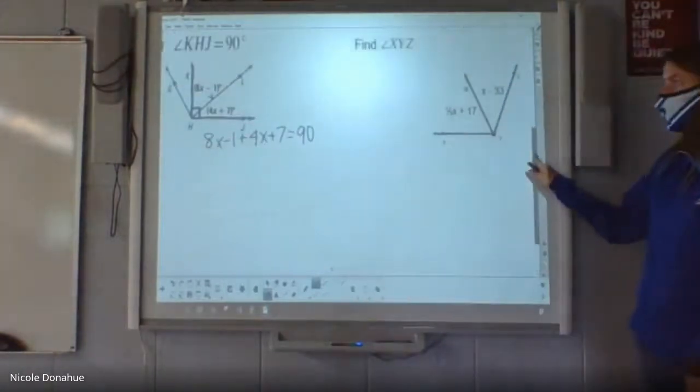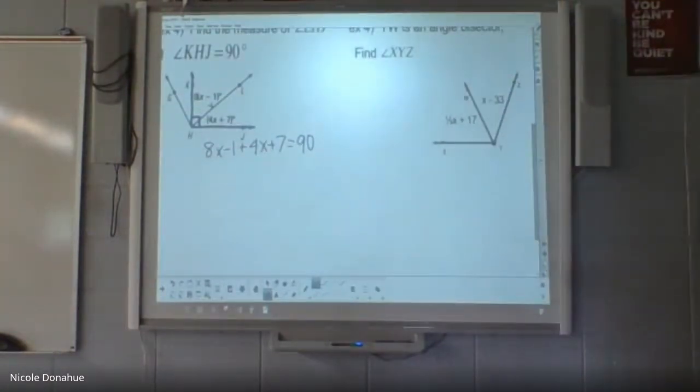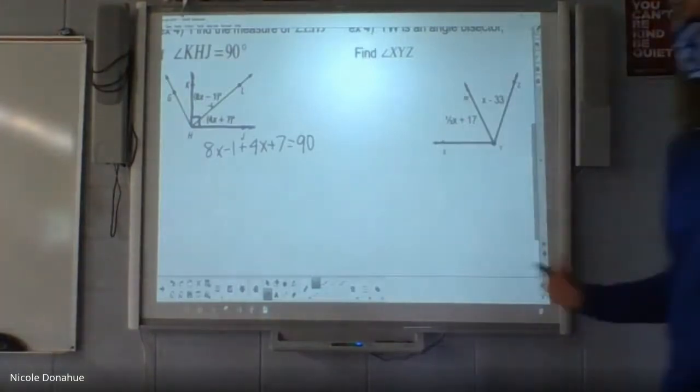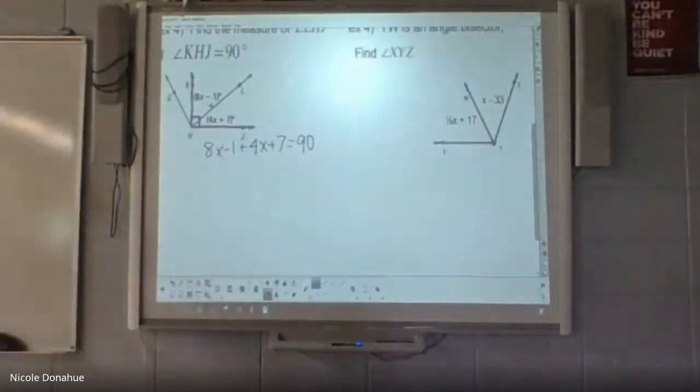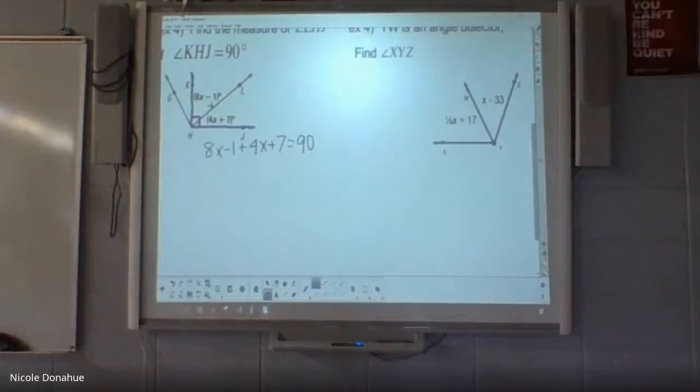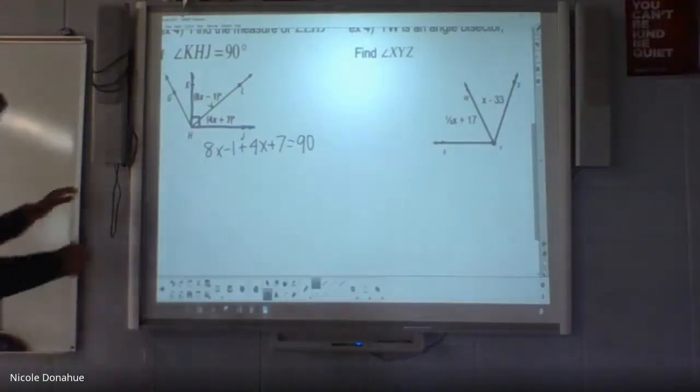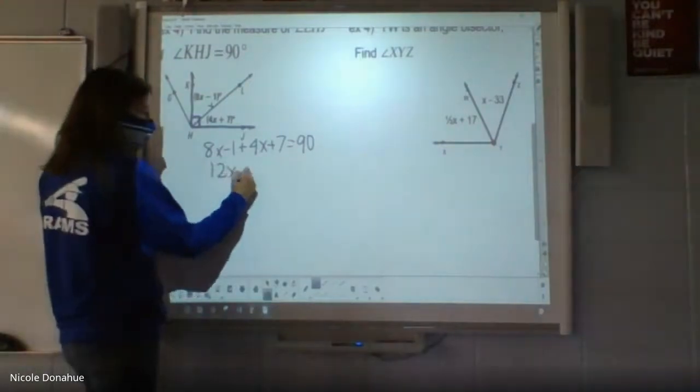So this one, they're gonna equal 90, because they tell us it equals 90 together. They might use a word like perpendicular, they might use a word like it has a right angle, they might say complementary, all those different words could tell us the same thing.